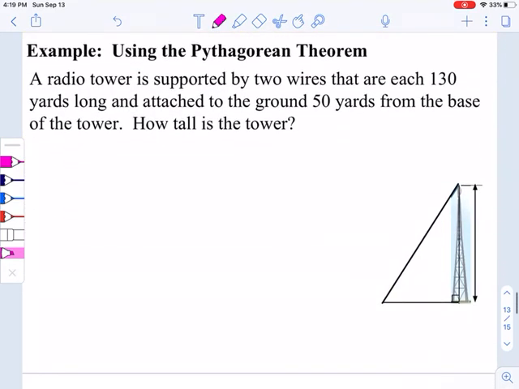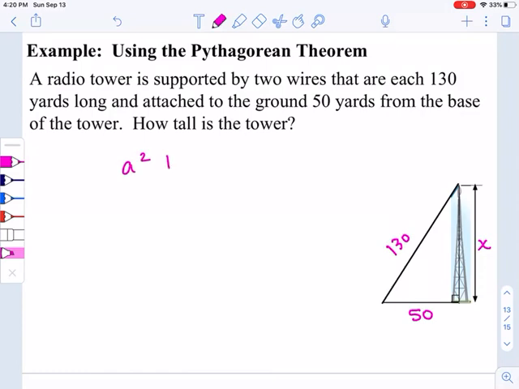So it says, for example, a radio tower is supported by 2 wires that are each 130 yards long and attached to the ground 50 yards from the base of the tower. How tall is the tower? Well, our unknown is how tall is the tower, so we can use that as X. We are 50 yards from the base, so along the bottom here we'd have 50. And then we have 130 yards as our wire. Now, there's another wire that's attached as well, but we don't need to use that 130 twice, right? So it wants to know how tall is the tower.